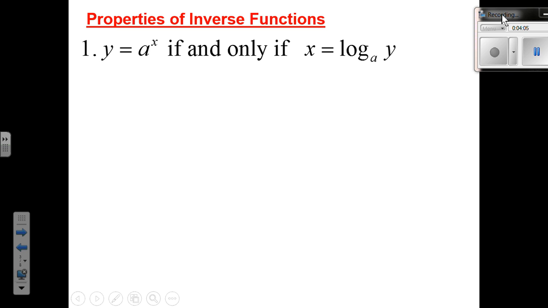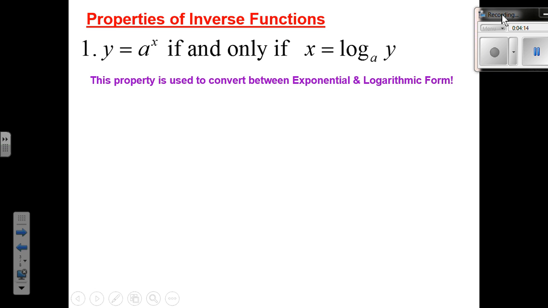All right, so our properties. Remember that y is equal to a to the x if and only if x equals log base a of y. This is how we change back and forth between exponential and logarithmic form.